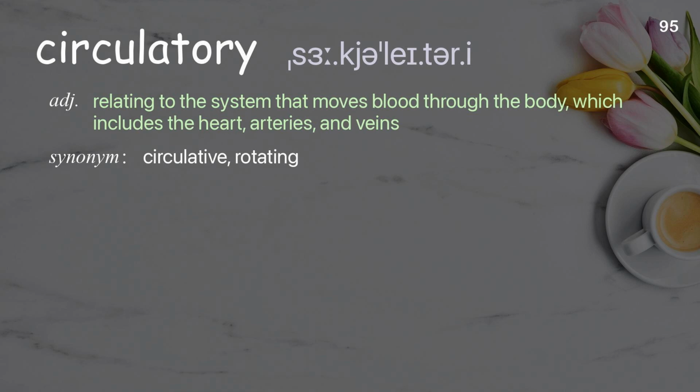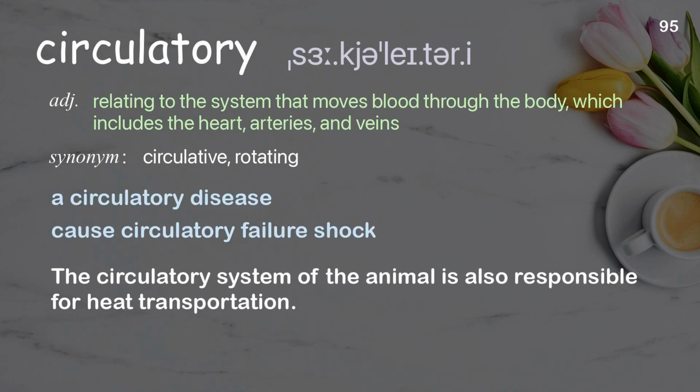Circulatory. Relating to the system that moves blood through the body, which includes the heart, arteries, and veins. Examples: a circulatory disease, cause circulatory failure shock. The circulatory system of the animal is also responsible for heat transportation.